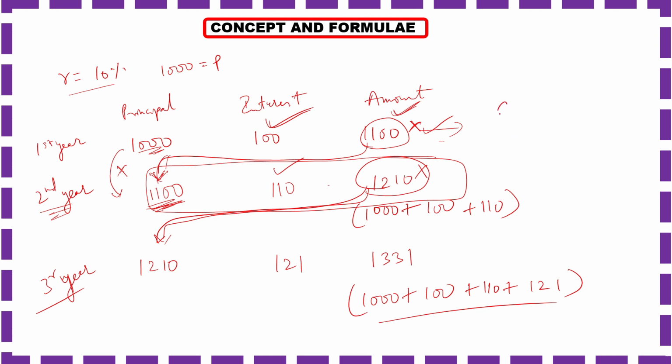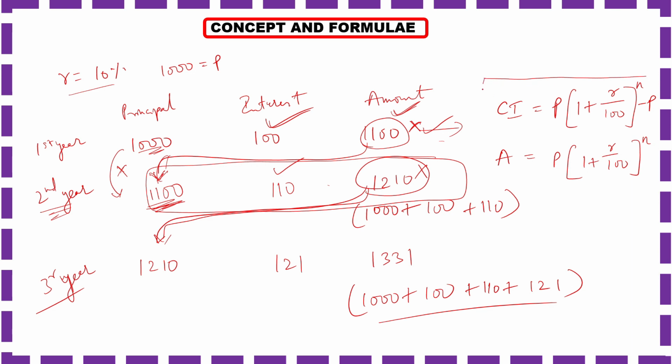Compound interest is equal to principal into 1 plus r by 100 whole power n minus p, right? And what about the amount in compound interest? Amount is equal to p into 1 plus r by 100 whole power n. So for compound interest, just remember these two formulae. Of course, we have two more: the continuous compounding formula and the non-annual compounding formula. I will write it here. Just make a note of these two.